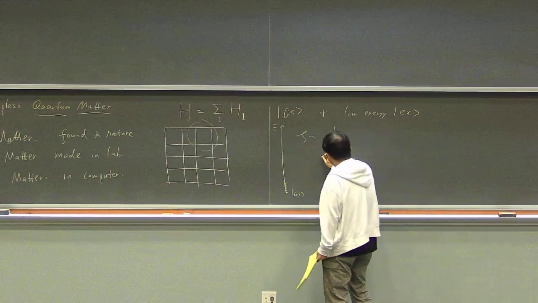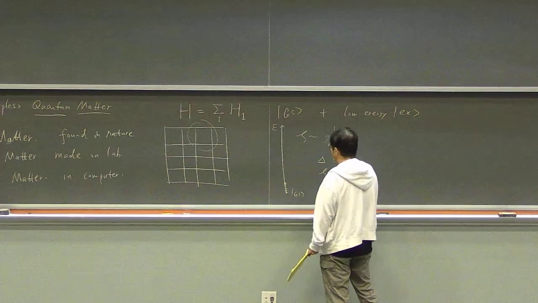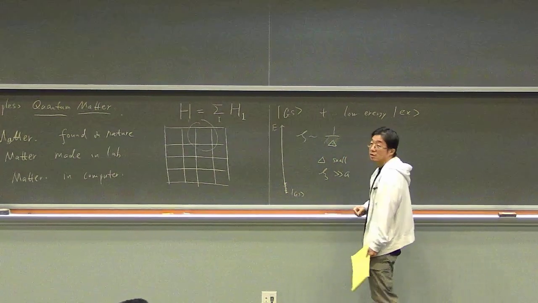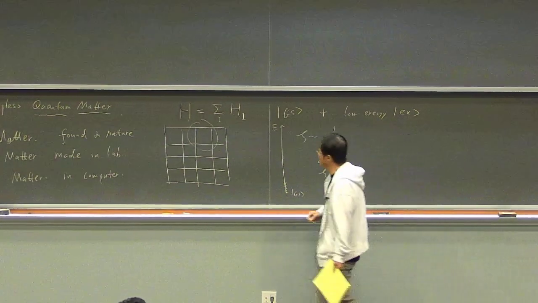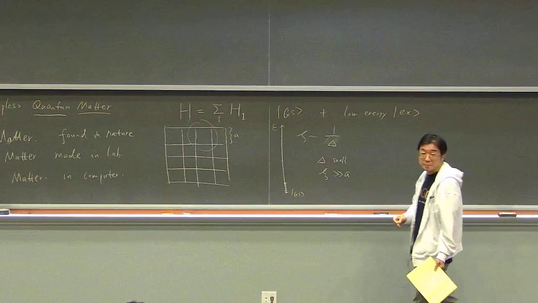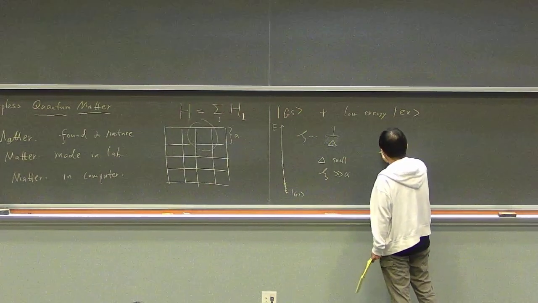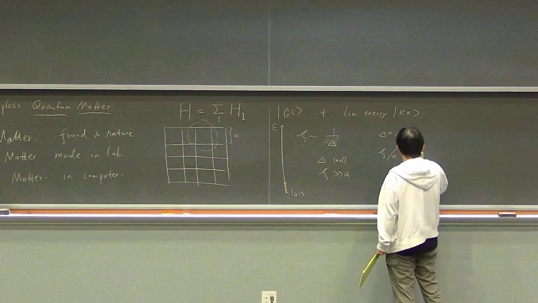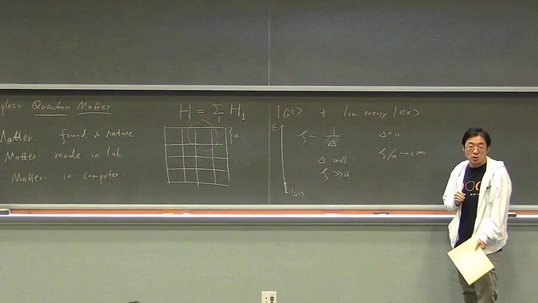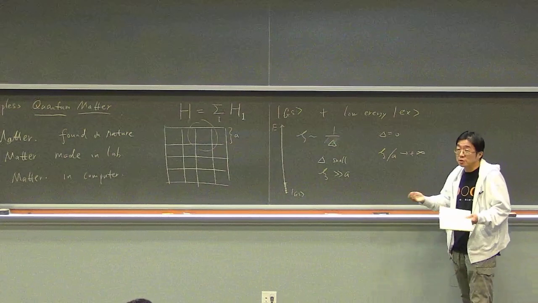It means that when delta is small, the correlation length is big. By big, I mean that it's much bigger than the lattice constant. So we say this is my lattice constant. And sometimes when delta equals 0, then the correlation length over a goes to infinity. This is the scenario where a lot of universal physics can happen in a system.